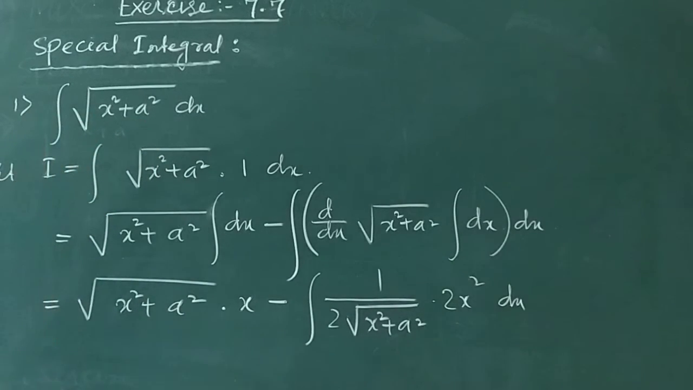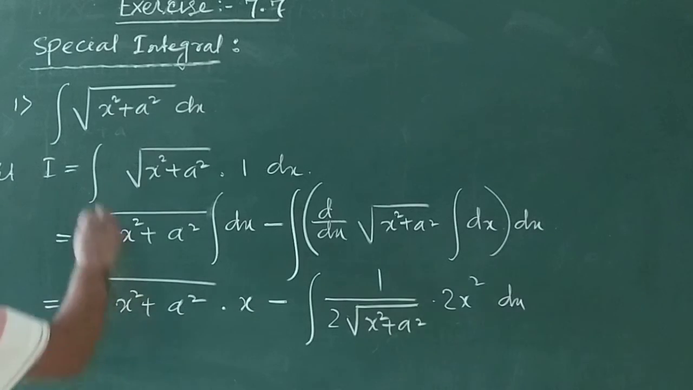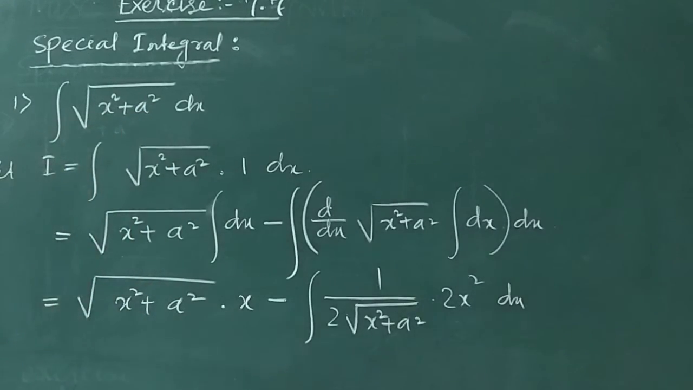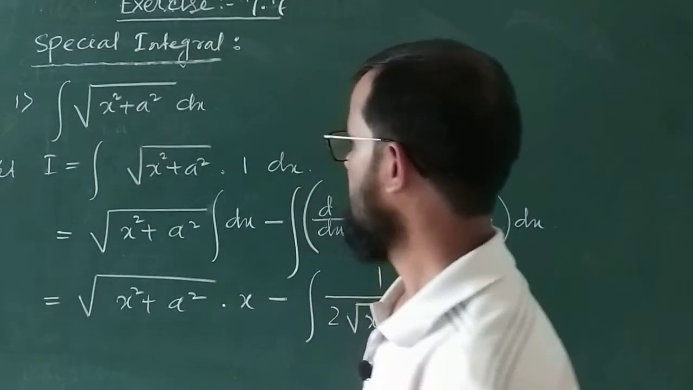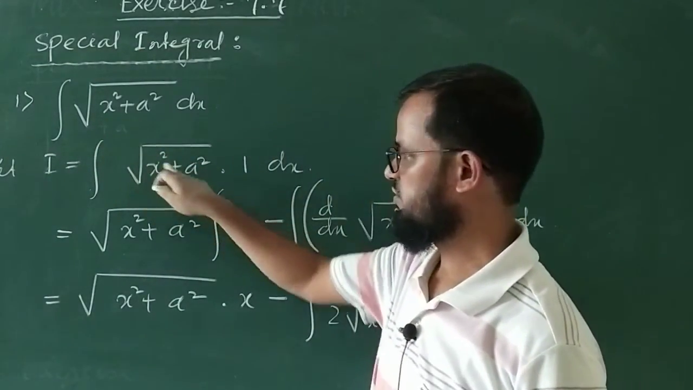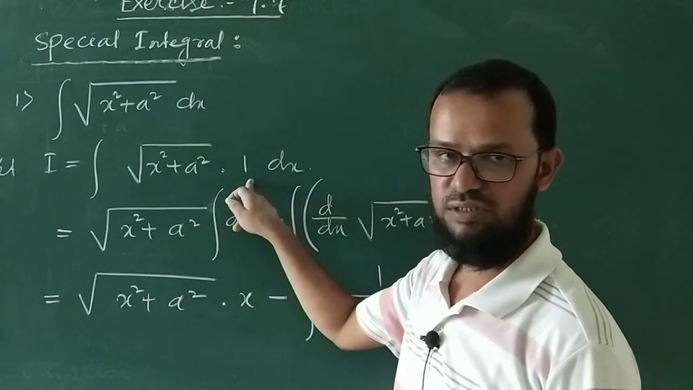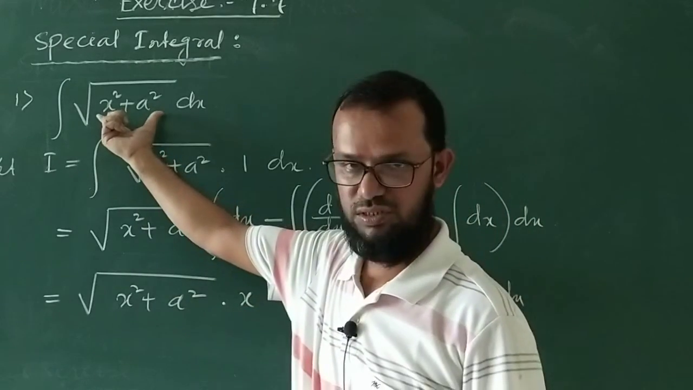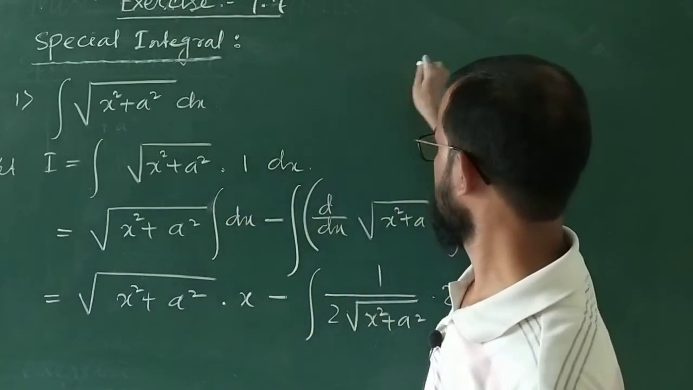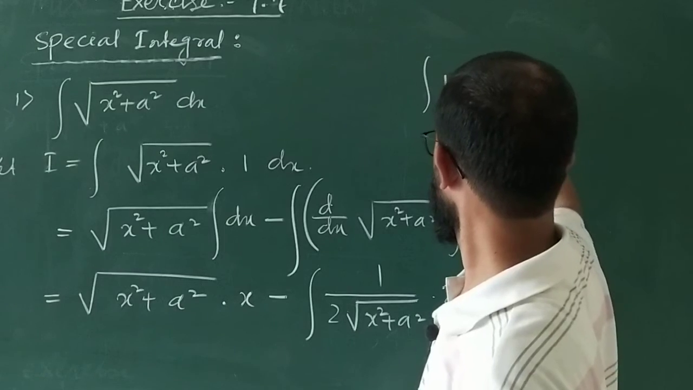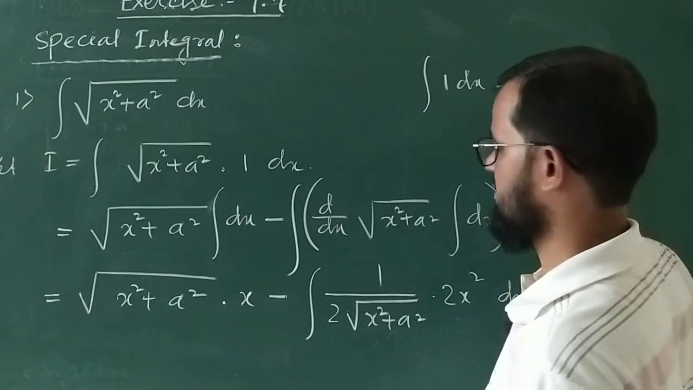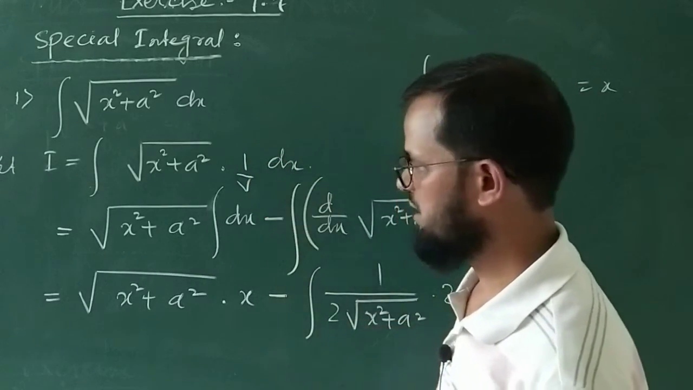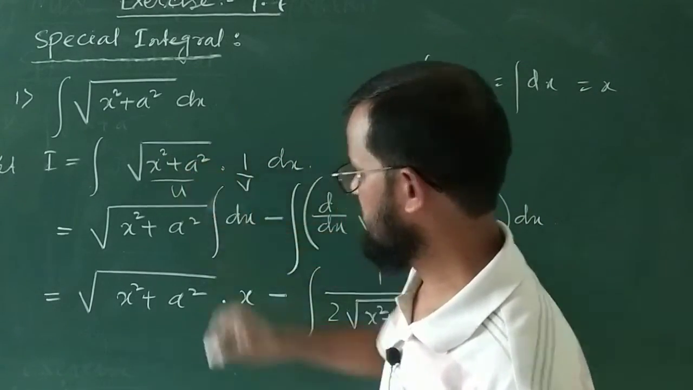What is its result? First we find out. Integration root over x square plus a square dx. To solve such type of integral, what will we do? Here you see, there is a particular single function, root over x square plus a square. With this, another function I consider is 1. We do not know the integral of this, but we know the integral of 1 dx. Integration dx is equal to x. So this one can be considered as the second function, and this one is considered as the first function.